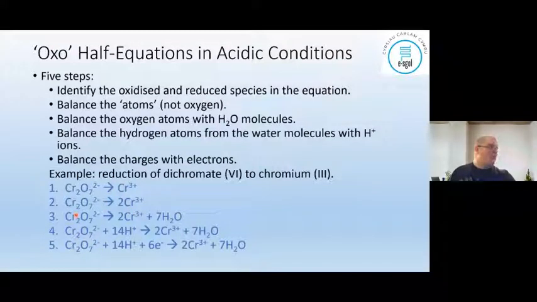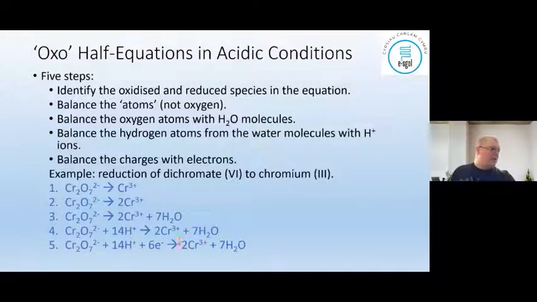Once we've done that, we balance out the oxygens with water, so we're adding water to the right-hand side, and we need 7 of them because we've got 7 oxygens to balance out. Once we've added 7 waters, we need 14 H+ to balance out those hydrogens. And then once we've done that, we need to balance out the charges.